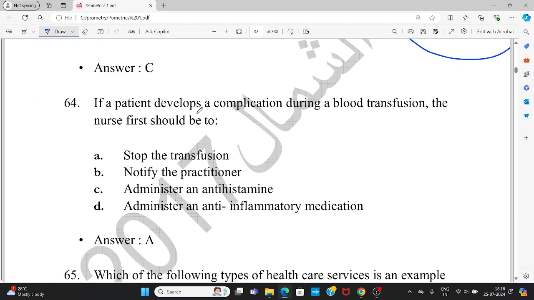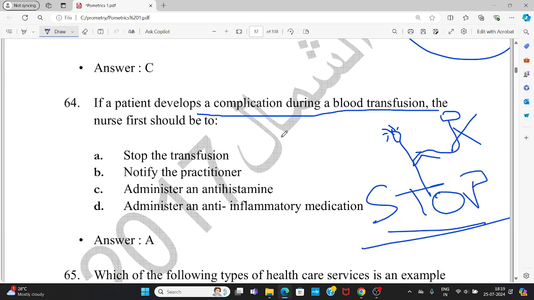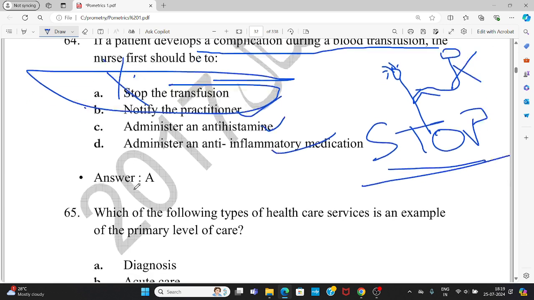If the patient develops a complication during a blood transfusion, what should the nurse do first? It's very easy. The patient is having a blood transfusion. Okay, the patient is there, blood is flowing. The patient is developing rashes and showing signs. It should be stopped. Stop the blood transfusion. That is the first thing. You stop the transfusion. Then you see, this is also there, this is also there, this is also there. Everything you should do, but the first thing is you stop the transfusion. Okay.